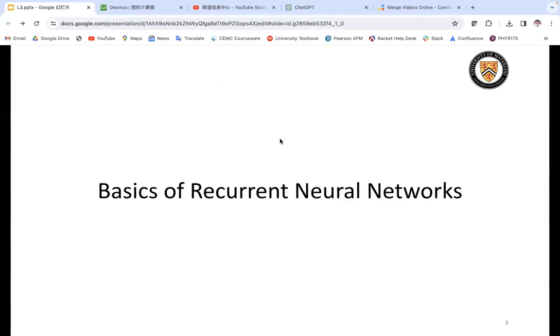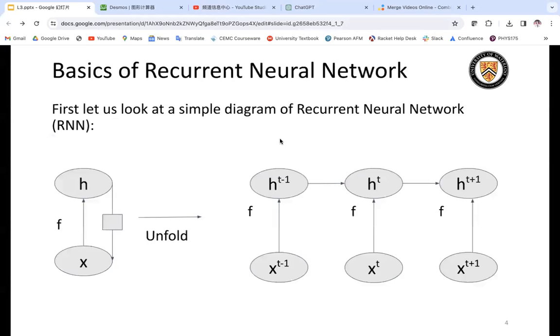So first, let's talk about the basics of recurrent neural networks. Let's look at a simple diagram of a recurrent neural network. On the left-hand side is a diagram, and on the right-hand side, we show how this diagram can be unfolded. At each time step, suppose we have the hidden state ht-1, and we have the input xt. We combine them using some function f to get the next hidden state ht.